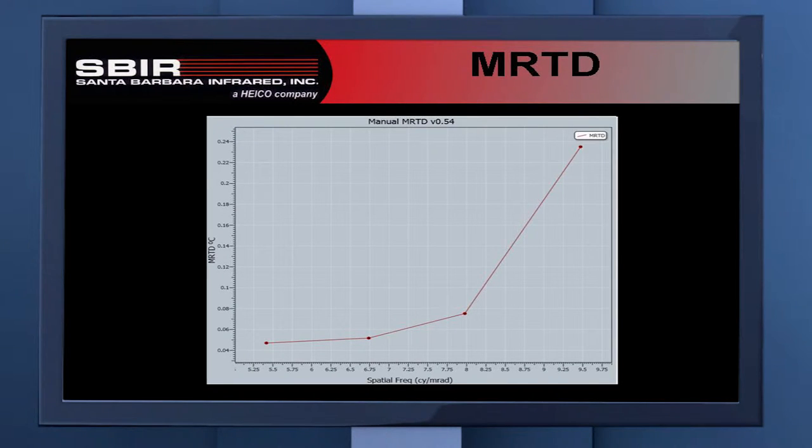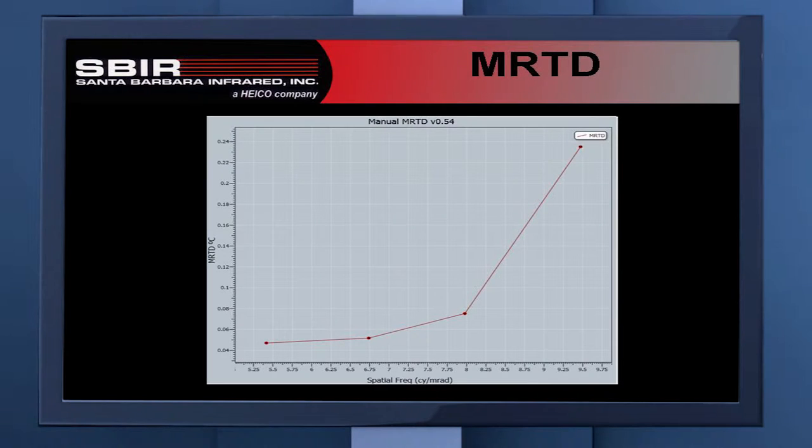And when we do this multiple times, we take different size four bars, we can create this graph, which is the MRTD graph. And what we're seeing here are four different measurements that were taken. That means we have four different sizes of targets, and we had an observer decide what the minimum temperature is, and came up with this graph.